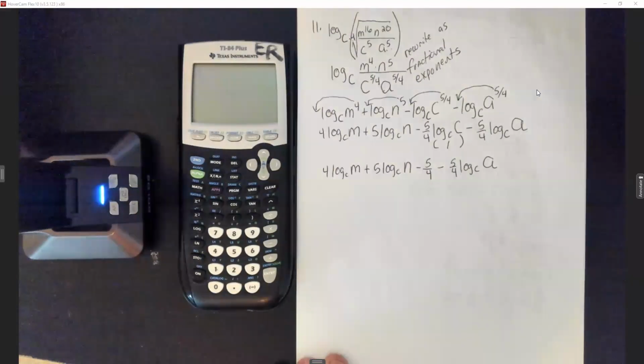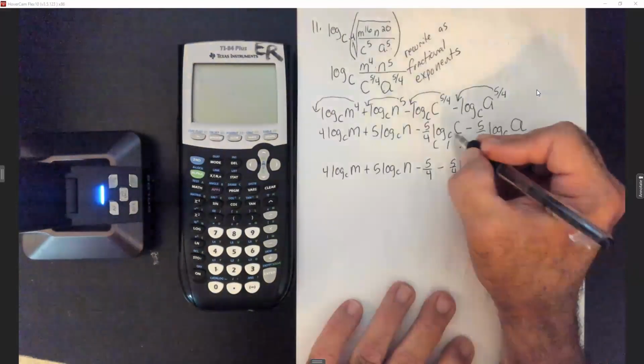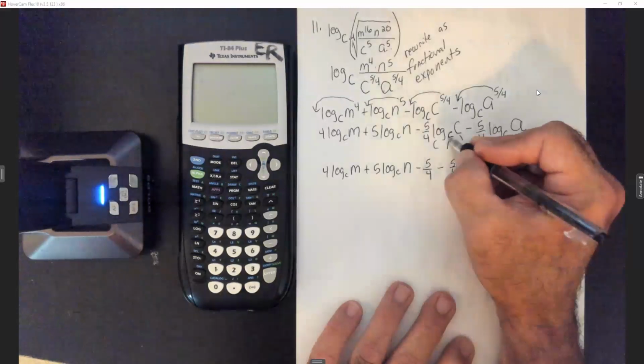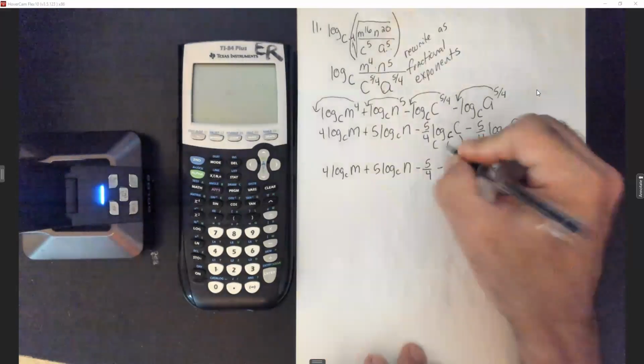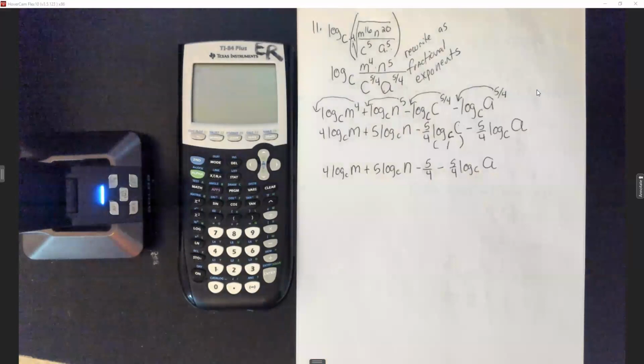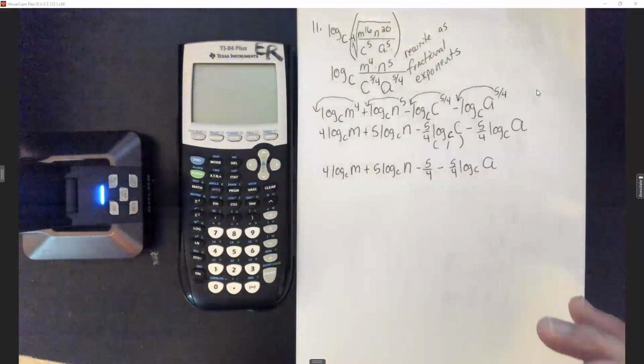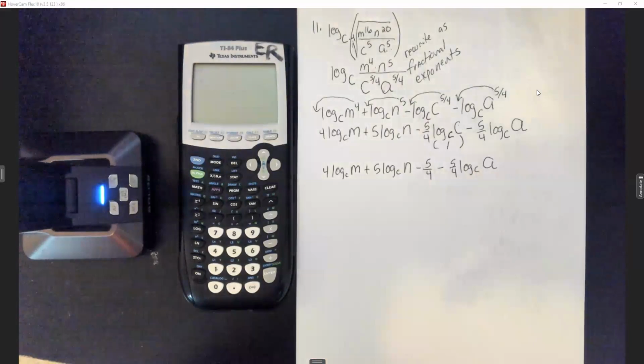So that's the main part where I get people: they forget to convert the log C of C to a 1. Although they got the right answer, it's not what they would consider the most simplified right answer, okay?